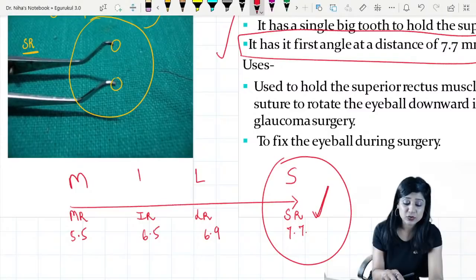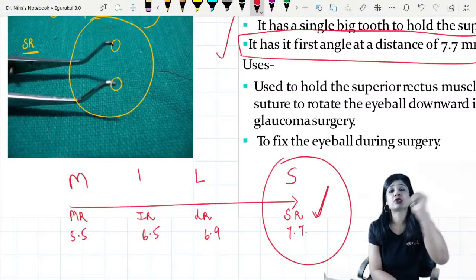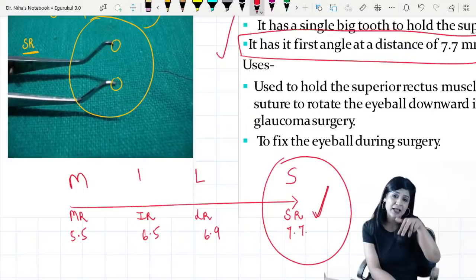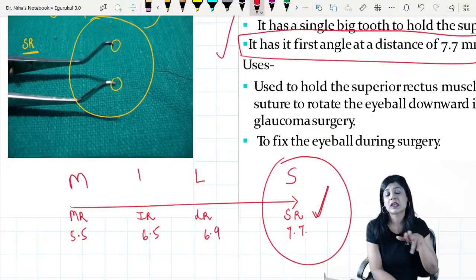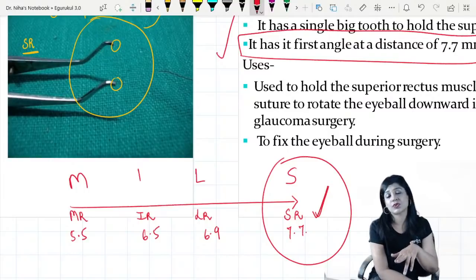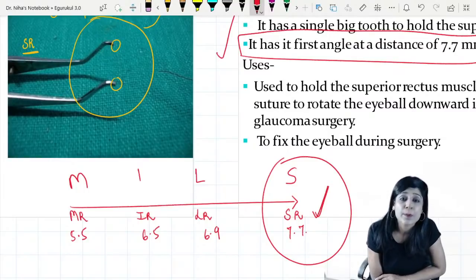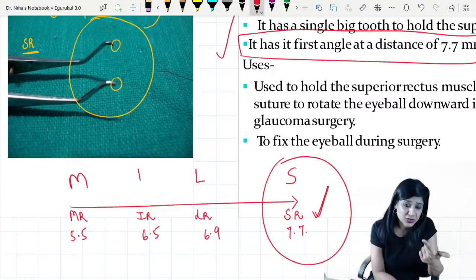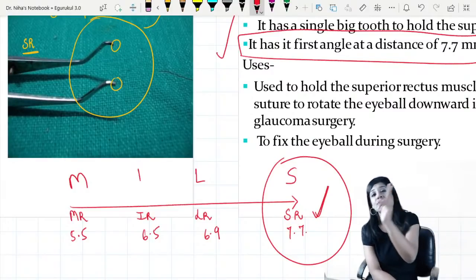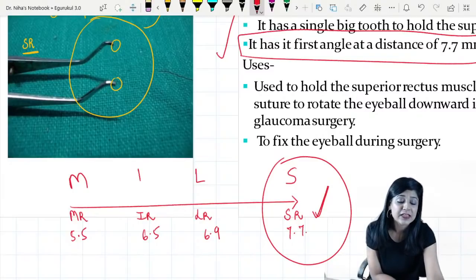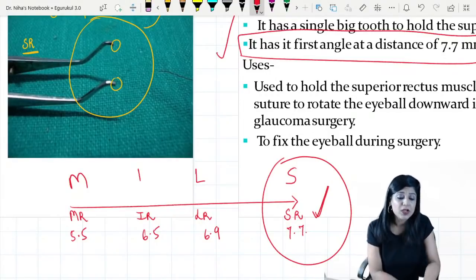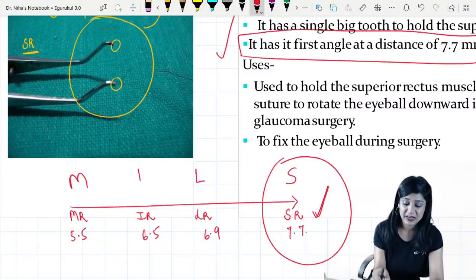Wherever you require holding of the superior rectus, in squint surgeries, and even when we are doing cataract surgeries and passing the superior rectus bridle sutures, in that case also we require the superior rectus holding forceps. So it is a forceps, it is S-shaped. S is for superior rectus. Superior rectus is the farthest one from the limbus, so that will give you a distance of 7.7 mm. I hope this is clear, guys. Are you getting this?